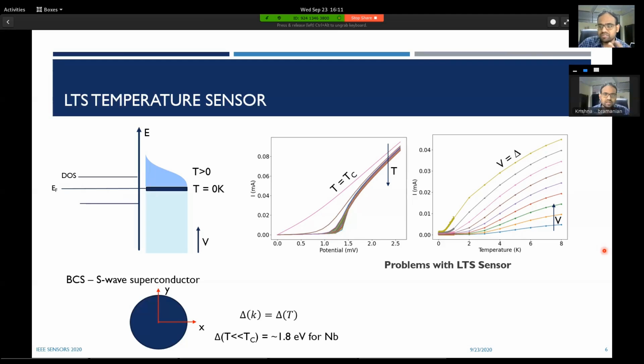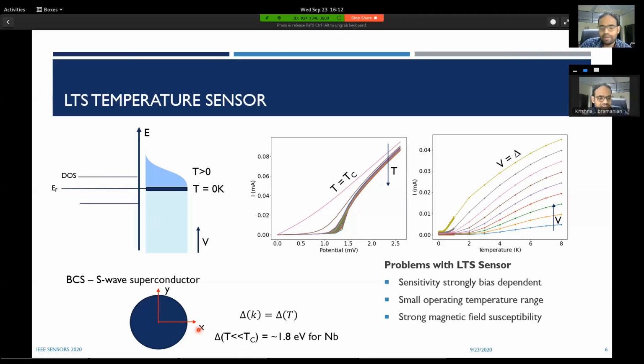There are certain problems with this LTS sensor. One is the sensitivity being strongly bias dependent. So it depends upon where you have the Fermi level of the metal. It has a small operating temperature range because the typical transition temperature of a low Tc superconductor is less than 10 Kelvin. Right? It has strong magnetic susceptibility. I'm not going to prove it here, but most low Tc superconductors have a low critical magnetic field, something of the order of 100 milliteslas.